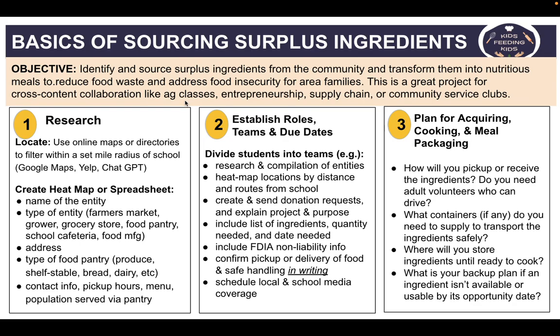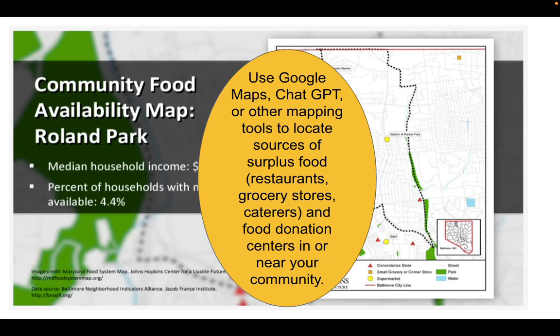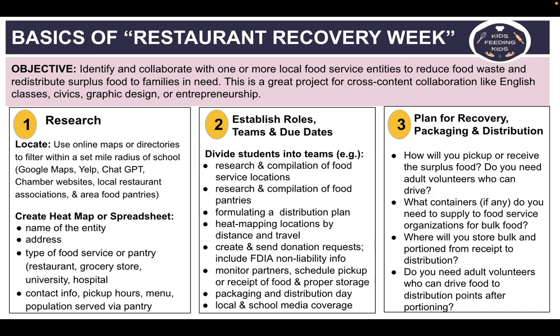This is also, though, a great place to start thinking about the scraps and things that are generated in your food kitchen, and whether agricultural classes could use that for compost, or animal husbandry classes for animal feed. So just be thinking along those lines. If you decide to use this project, this slide would maybe help you communicate with students that you're going to have to map out where these surplus ingredients are, and how are we going to locate them, right?